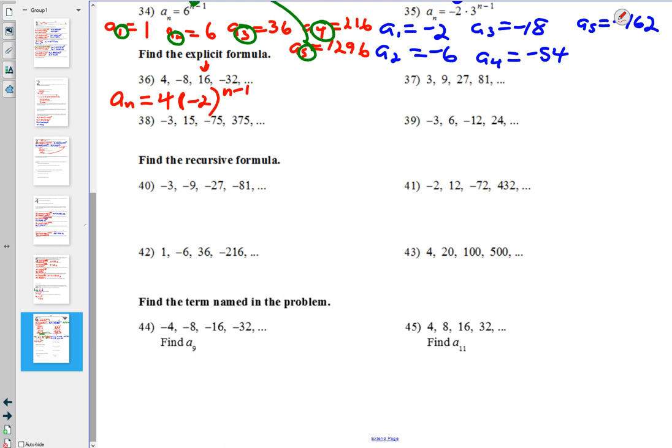She's looking at you and she's like, no, I don't understand. Here, let's try number 37 with you. A sub n is equal to. What's the first number you see? 3. So put a 3. Times. To get from one number to the next, what are you multiplying by each time? It happens to also be 3. So put a 3.